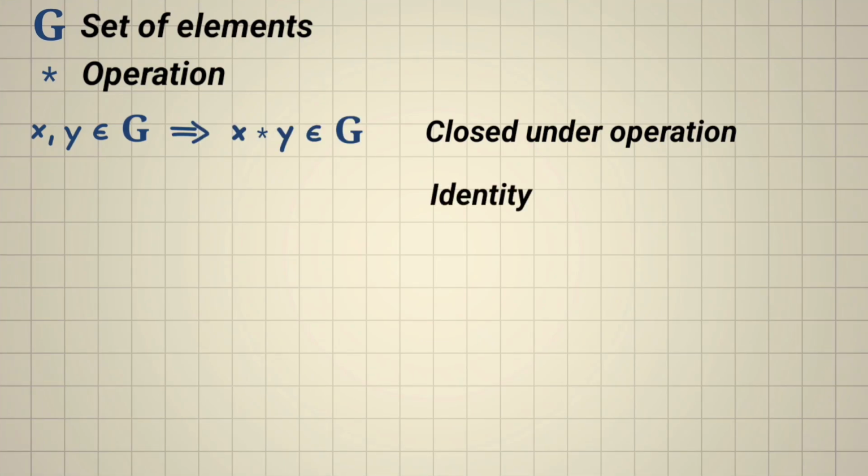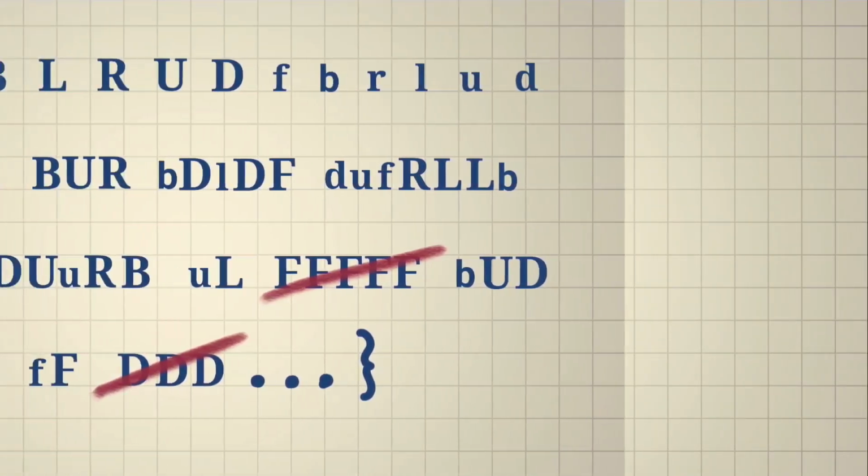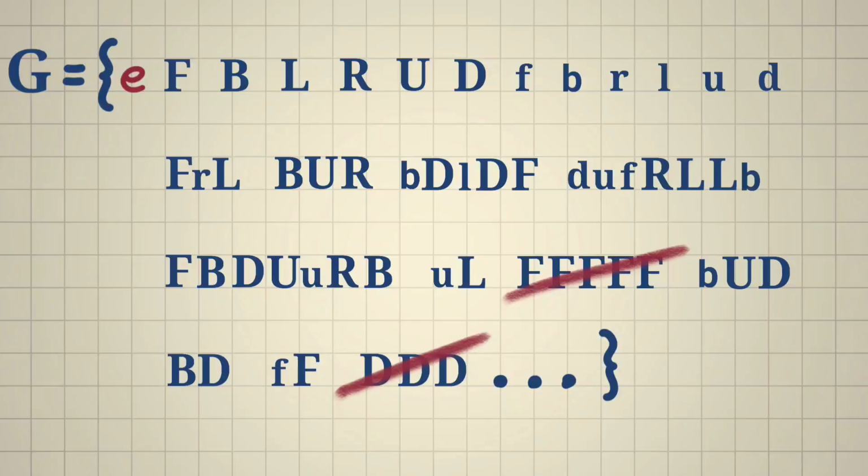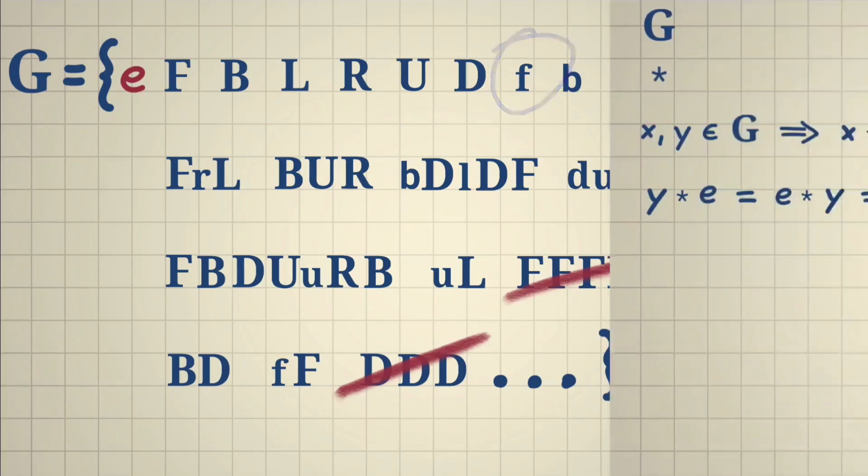Identity. There is an element in this set, usually denoted by a small e, which leaves any other element unchanged when combined with it. I'll place this right at the front of my example set and highlight it to emphasize that every group contains an identity element. In the cube example, e represents no rotation. So if I rotate a side to the left and then stop, it's the same as not rotating it first and then rotating it to the left. Eventually, I've only rotated it to the left once.